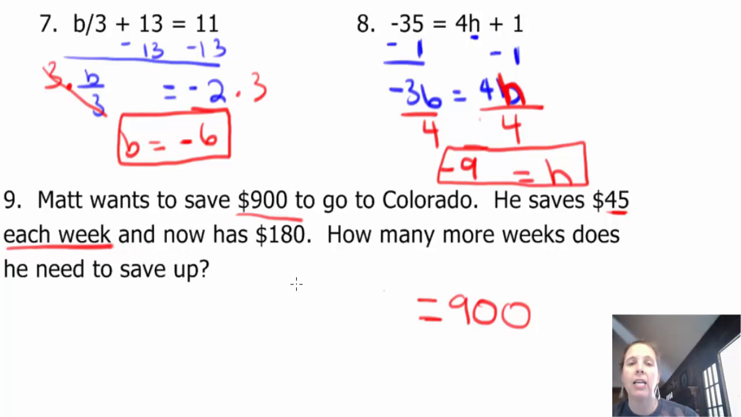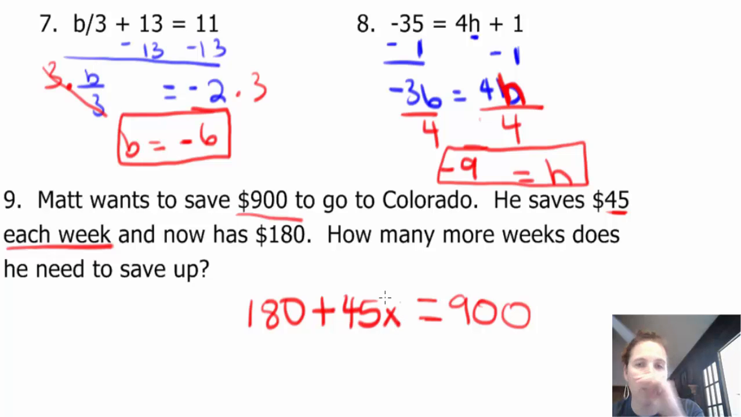So you think about it. He has $180 right now, and we're going to add to that $45 per week, or each week. Okay, so you can use whatever variable you want. We're looking for how many weeks. That's what we're looking for, and add it up. It's all going to equal 900. So then we solve it, and yes, you need to come up with an equation.